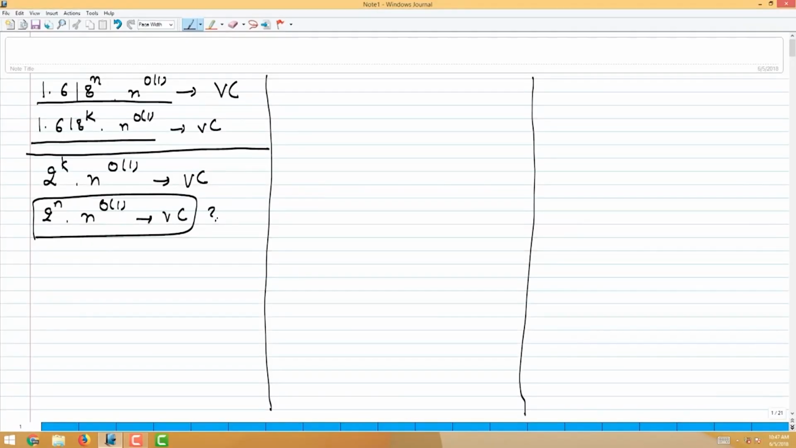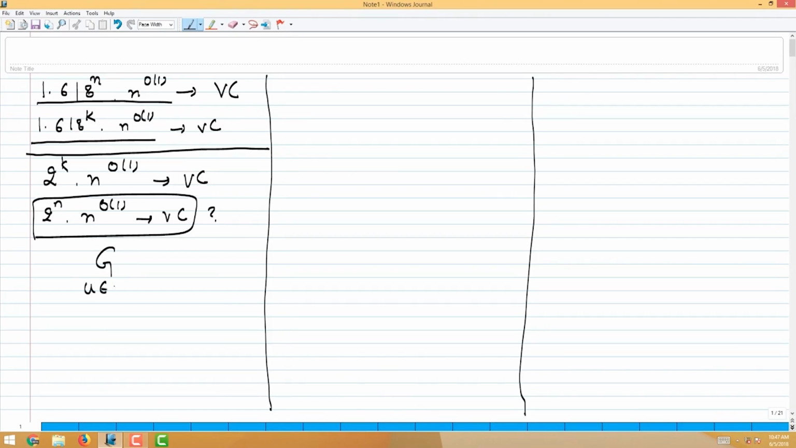Or do you remember how this 1.618 to the power n algorithm worked for vertex cover? What did you do there? Yes, exactly. So let's go with that. So you're given a graph G, and you just arbitrarily pick some vertex u in G.